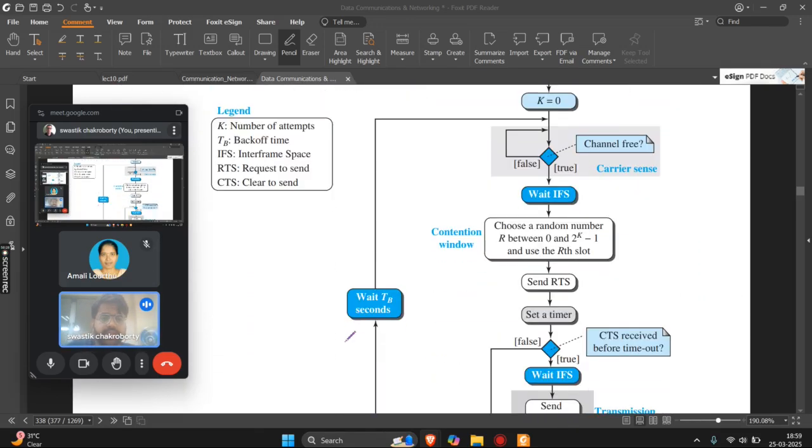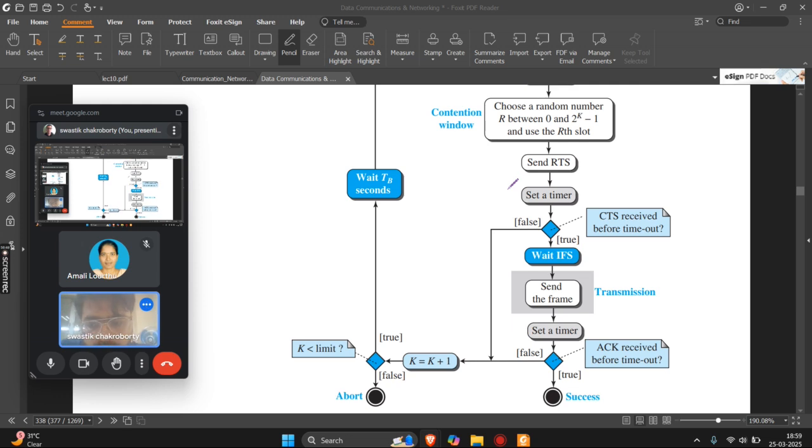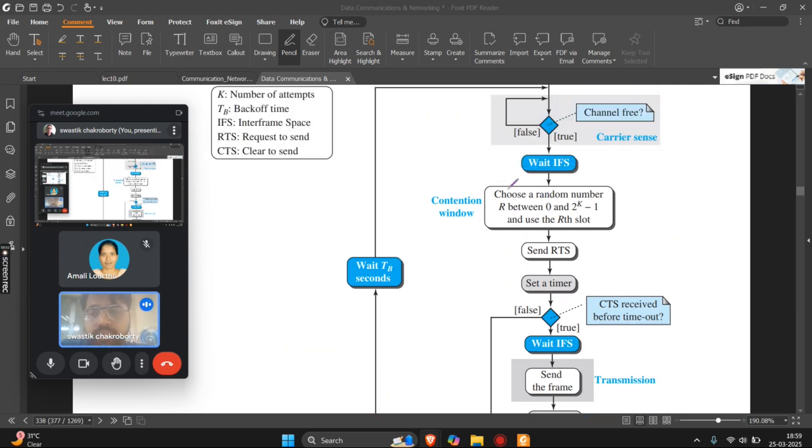Now for CSMA CA, there is some more waiting and more sending. Here we will try to estimate whether some collision will happen or not. And if we estimate that a particular packet will not experience collision, only then will we send the packet. So CSMA CA avoids collision. It does not just detect collision, it avoids collision.